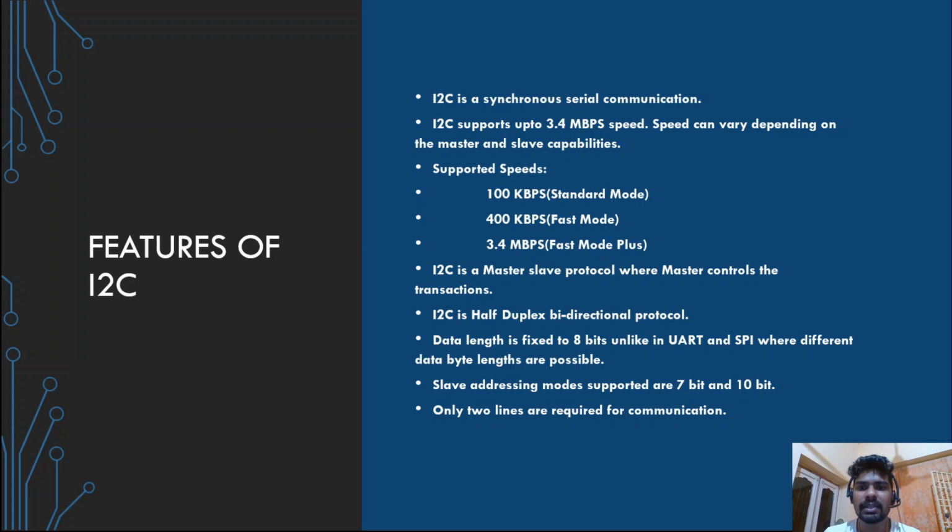I2C is a synchronous serial communication. Synchronous means there will be a clock between the transmitter and receiver, and serial means the data will be sent bit by bit. I2C supports up to 3.4 Mbps speed. The speeds can vary depending on the master and slave. So if the slave doesn't support higher speeds, the master cannot communicate at higher speeds with that slave.